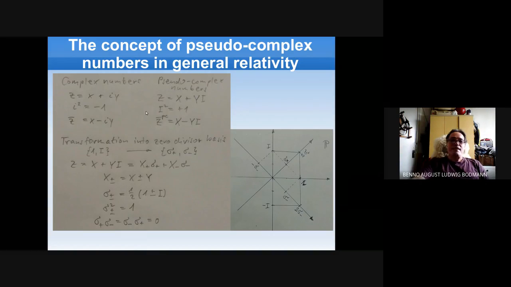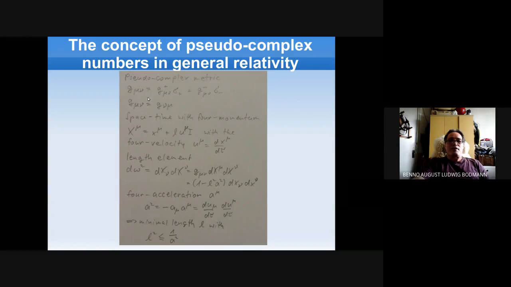Now let me say something about the complex numbers in comparison to the pseudo-complex numbers. There, you know, if you take the imaginary unit squared, it gives -1. And in the pseudo-complex numbers, the pseudo-complex imaginary unit squared gives +1. And we can describe it in two bases. One basis is rotated by 45 degrees. So here we have the relations which are related to these transformations.